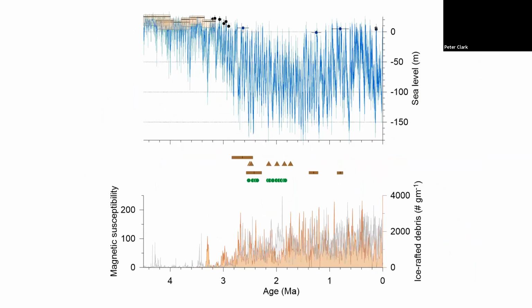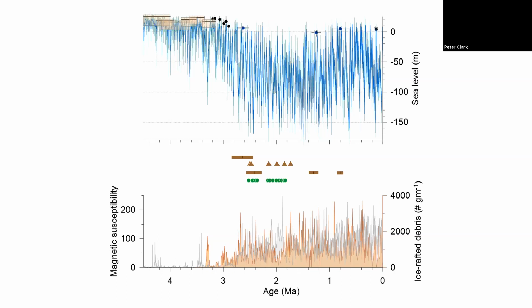Now looking at the full reconstruction, the part we just looked at is in the upper left of the top panel. In the younger part, the black circles again show independent reconstructions of sea level at those times. And if we look in the middle, we see these brown and green symbols, and those show geological data from North America and Europe of times when the extent of the North American and Eurasian ice sheets were at or beyond the extent of the last glacial maximum.